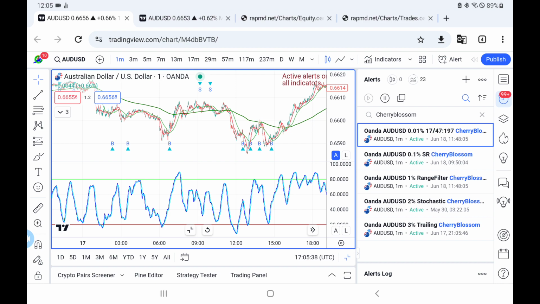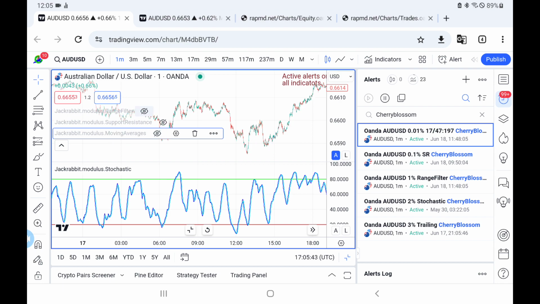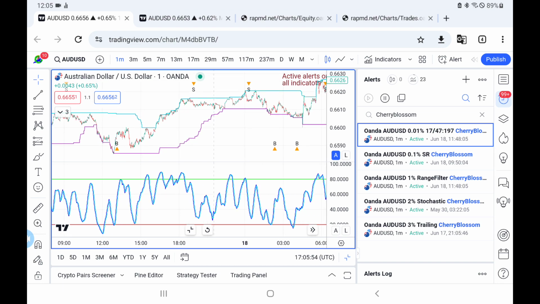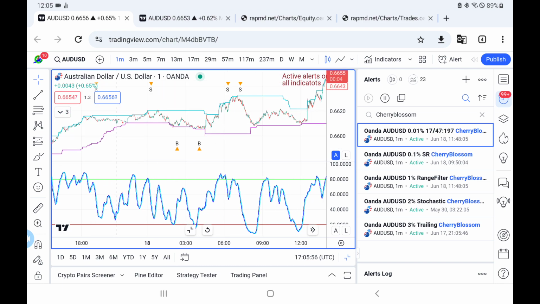So now let's look at the next approach, the 0.1% approach. 0.1% of my budget goes into this particular approach.